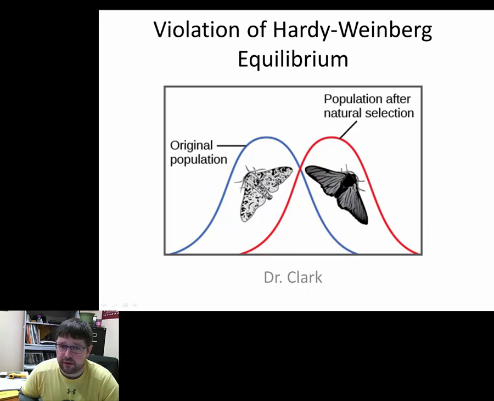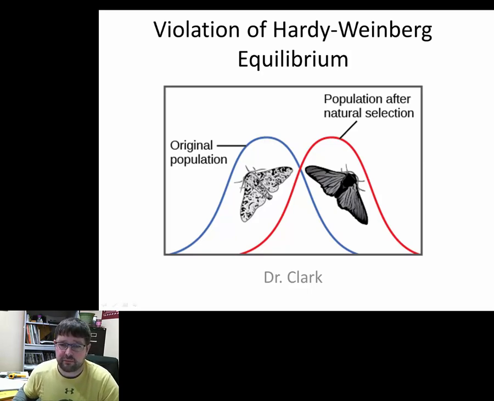Today we're going to talk about the second piece of Hardy-Weinberg, in that we're going to talk about ways in which either natural, artificial, or sexual selection, or something else going on, can violate Hardy-Weinberg equilibrium. So in other words, we're going to talk about evidence for evolution, or means by which evolution can occur.